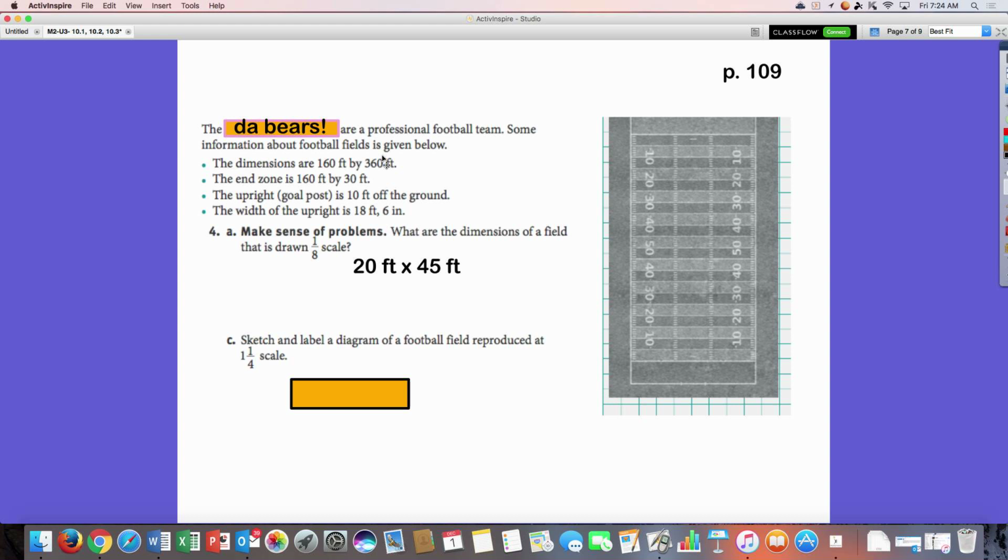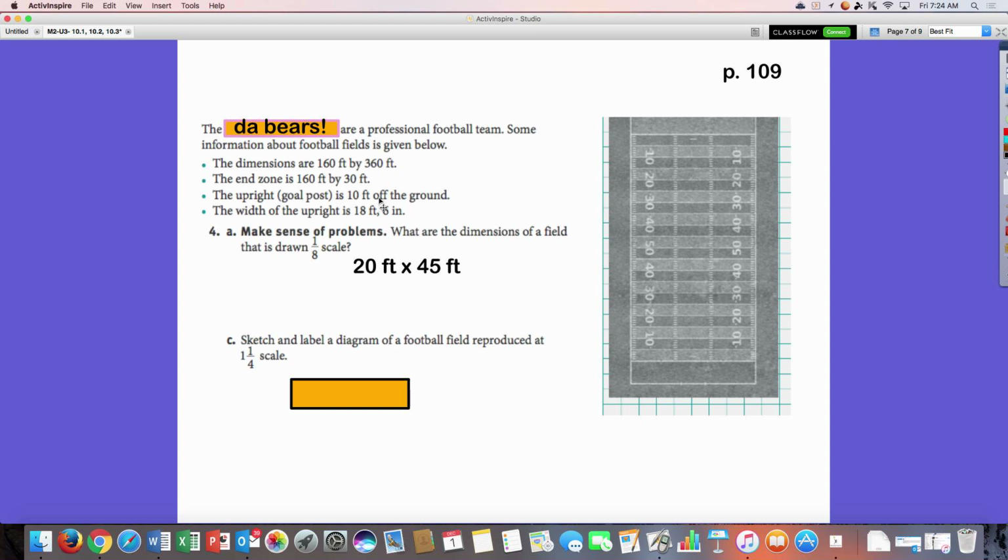Some information about the football field is given below. The dimensions of this field are 160 feet by 360 feet. The end zone is 160 feet by 30 feet. Remember, I know people are saying yards, yards. Well, we're going to use feet. 10 yards is 30 feet.